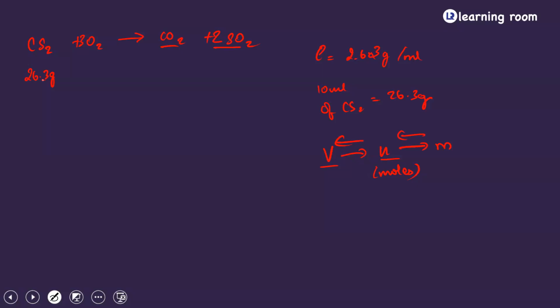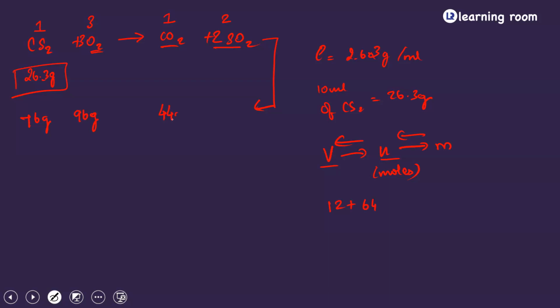Now, we have got 26.3 grams of carbon disulfide. But always, from the given equation, you will have to grab what is required. So, mass first, mass of each substance. Here one carbon disulfide reacts with 3 O2 to give 1 CO2 and 2 SO2. Mass of one carbon disulfide is 12 plus 64, which is 76 grams. Next, 1 O2 is 32, so 3 O2 will be 96 grams.